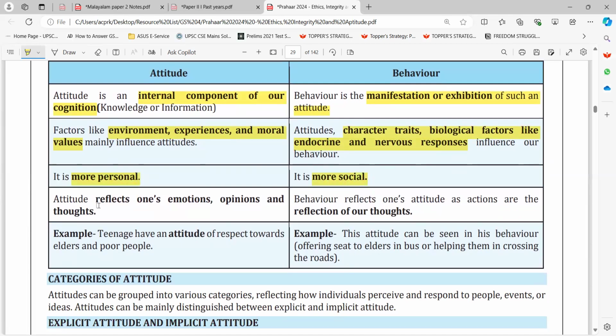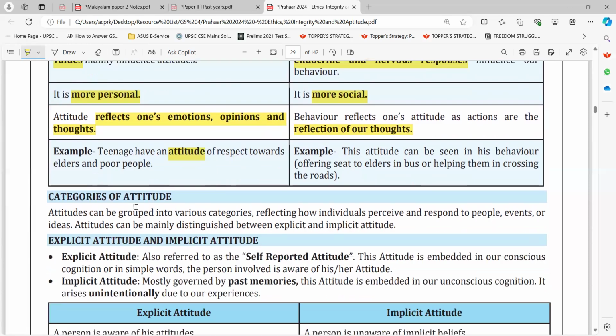Attitude reflects one's emotions, opinions, and thoughts. Behavior reflects one's attitude, as actions are the reflections of our thoughts. Attitude example: teenagers have an attitude of respect towards elders and poor people. Behavior example: this attitude can be seen in this behavior, offering a seat to elders in a bus or helping them in crossing the roads. Okay, categories of attitude.